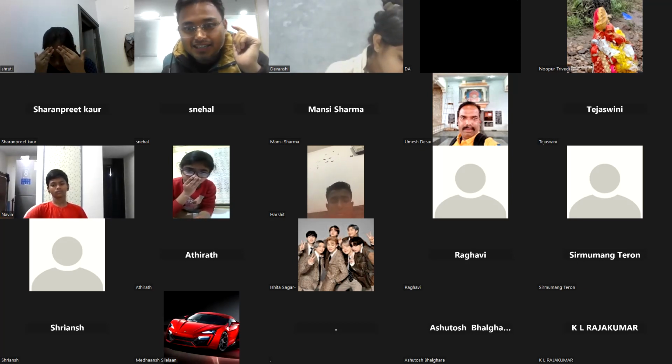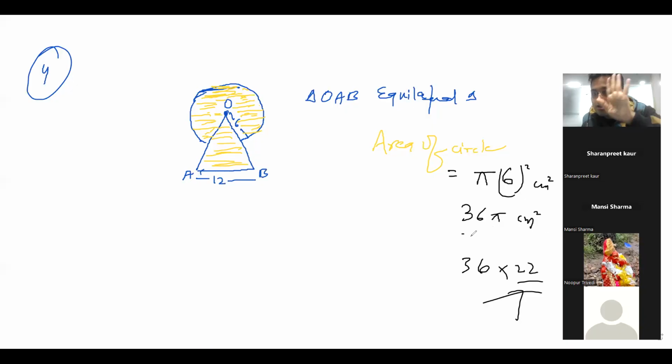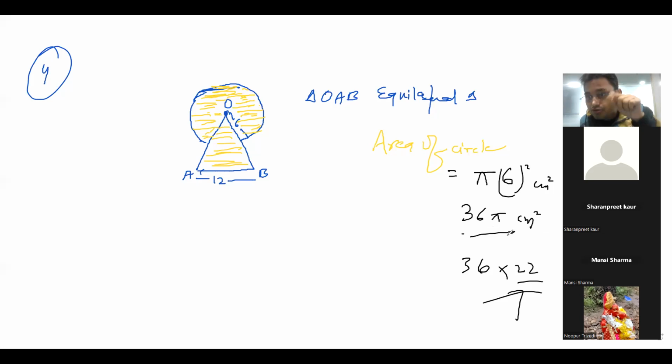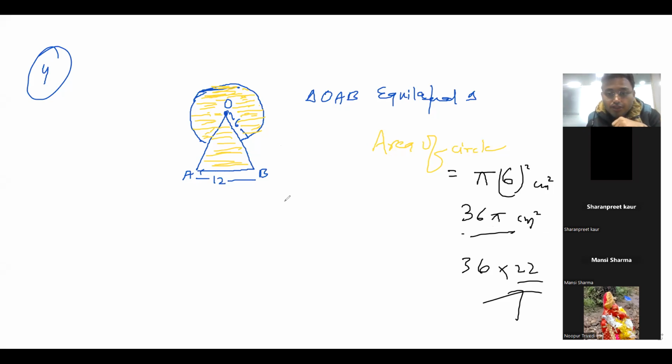यही तो समझना है. So you have to do what? You have to write 36 pi. Stop. No need to calculate because the question is not asking you area of circle. The question is asking you area of shaded region, right? So now all of you can find the area of equilateral triangle, right? Equilateral triangle OAB. All of you can find.